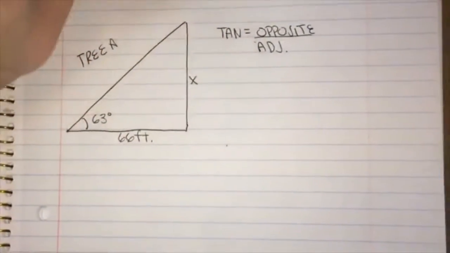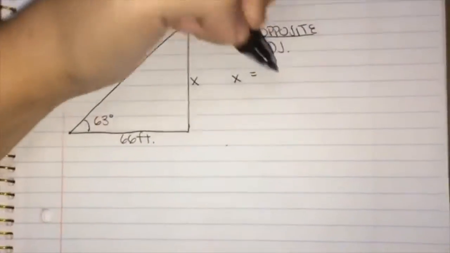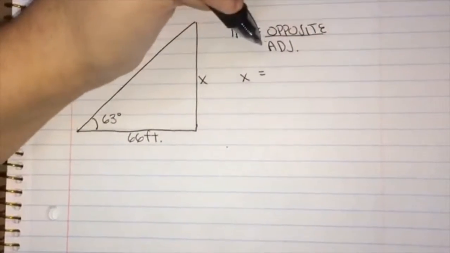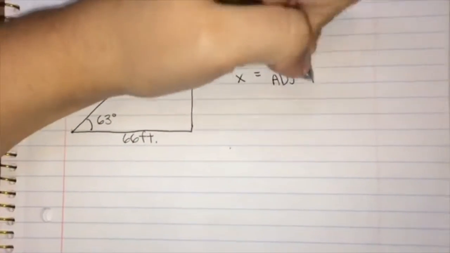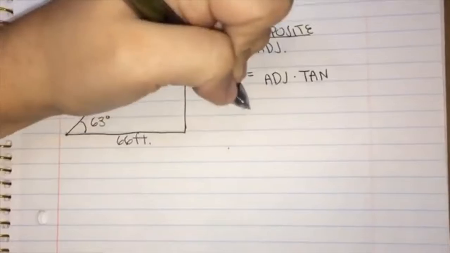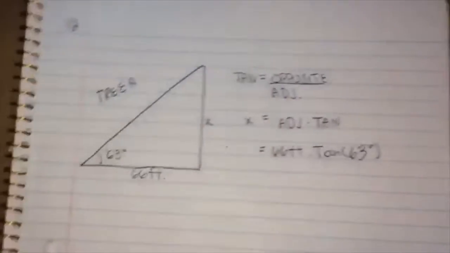In order to find the height of the tree, we have to isolate the opposite length, which is represented by X, and after arranging it, it would be the adjacent side times tangent. Plugging in the numbers, it'd be 66 feet times tangent of 63 degrees, which gives us 129.53 feet, the length of tree A.